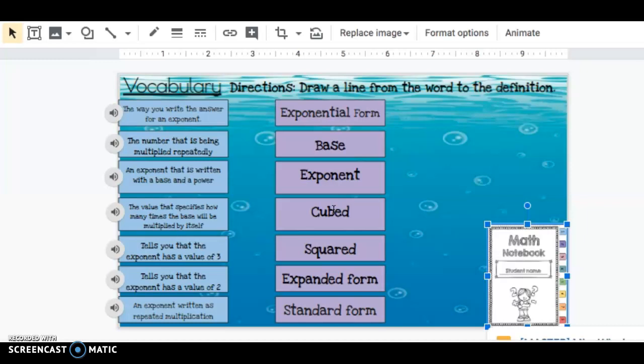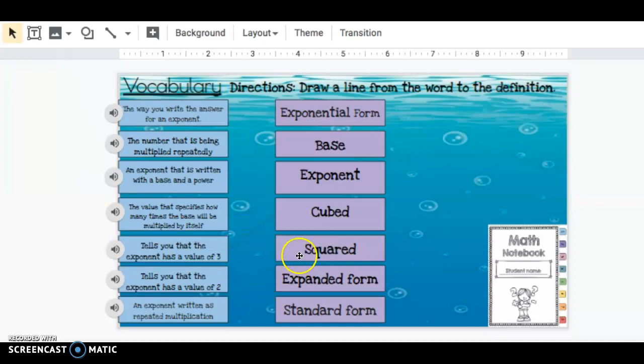So if the exponent has a value of 3, I'm going to look in my definitions here or listen to my definitions until I hear that it tells me that the exponent has a value of 3, which is right here. So if you don't know how to draw a line, there's a tool that's considered the line tool. So you click it and you just take your word that you want, hold it down, and drag to the other box that you want to draw the line to. And then you let go, and then you're done.